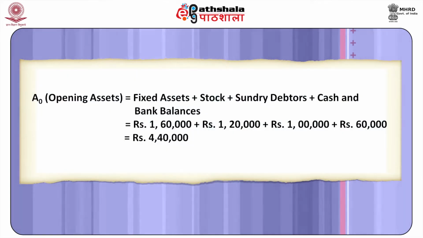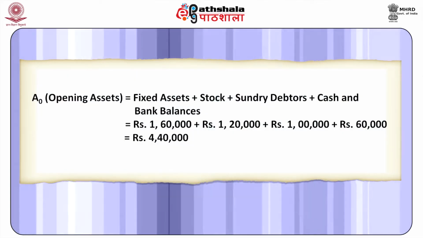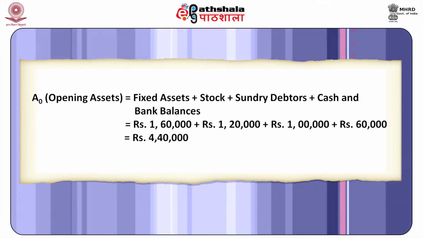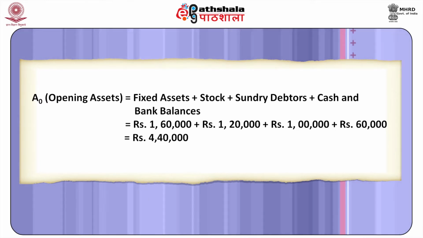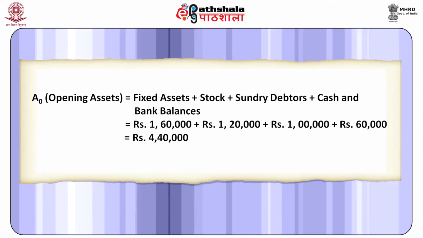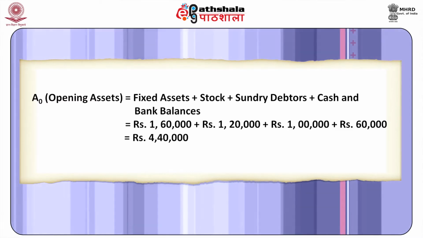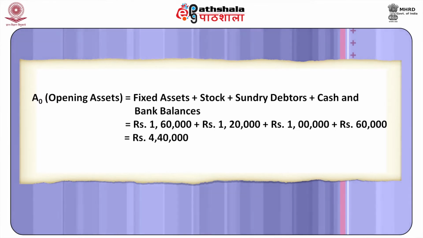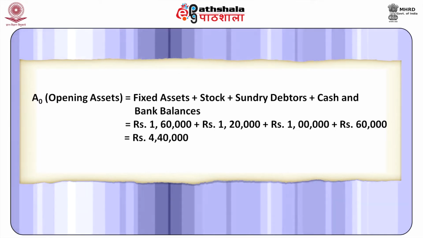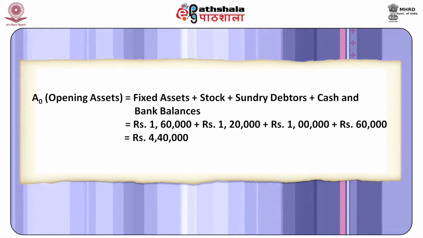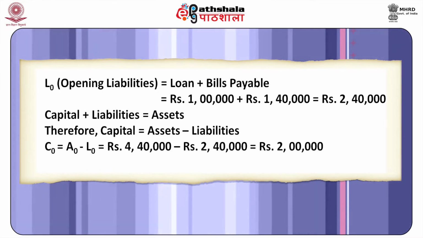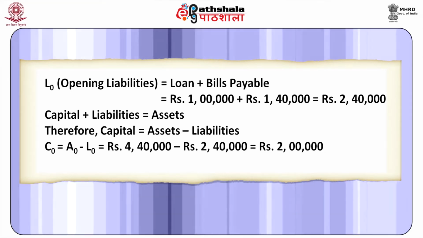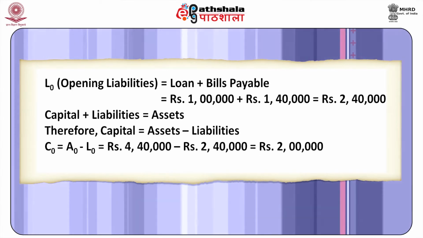Now let's come to the solution of the A part, that is determination of opening capital, that is C0. Here A0, that is opening assets, will be equal to fixed assets plus stock plus sundry debtors plus cash and bank balances, which will give you Rs 1,60,000 plus Rs 1,20,000 plus 1 lakh plus 60,000, which will amount to Rs 4,40,000. Now let's come to L0, opening liabilities, which is equal to loan plus bills payable, that is Rs 1 lakh plus 1,40,000 is equal to 2,40,000.